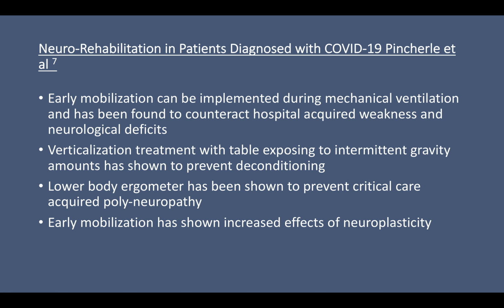There was also a lot of evidence for using a lower body ergometer, which is a bike that can be used in sitting or in the supine position, and instead of providing resistance to pedal, it provides assistance to the feet, and has shown a decrease or prevention of polyneuropathy. They also stated that early mobilization has shown increased effects of neuroplasticity, the ability of the brain to change and recover. So utilizing early mobilization has been the best way to help recover from the central nervous system changes once they have already occurred.